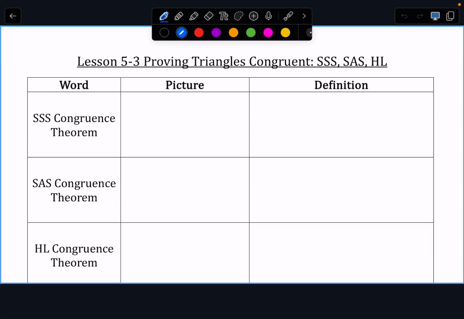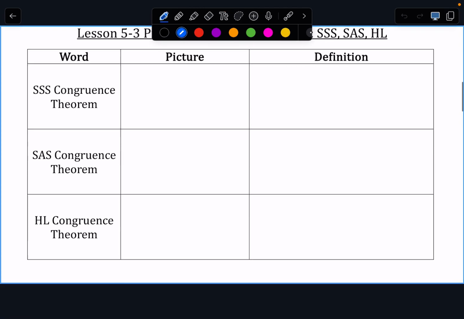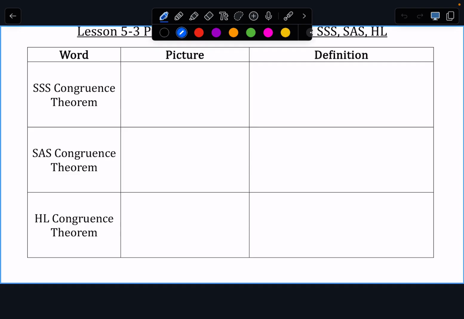From now until Thanksgiving, we're going to work on proving triangles congruent. Now, yes, if all three sides are congruent and all three angles are congruent, then our triangles are congruent. But I'm going to teach you 5 shortcuts. We don't have to have all 6 parts congruent to all 6 parts.